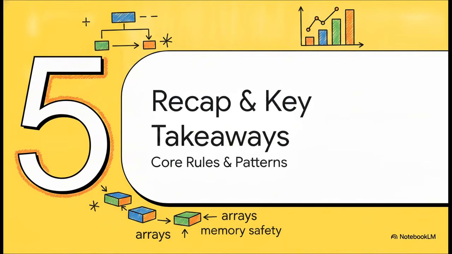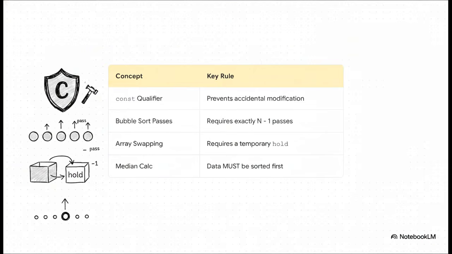Section 5, recap and key takeaways. Wow, we've covered a lot of ground today, from basic memory safety all the way to algorithms and statistics. Let's bring it all together. Here is your quick checklist of core rules and programming patterns you definitely want to remember for your exams and assignments. First up, the const qualifier. Use it to enforce the principle of least privilege and prevent accidental array modification. If you try to change a const array, the compiler will save you with an error, like C2166.